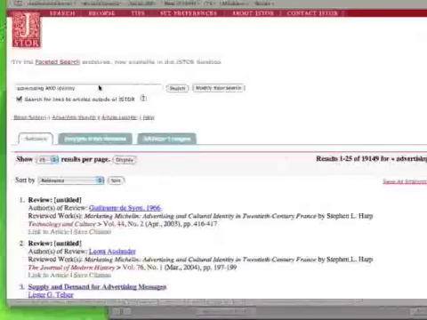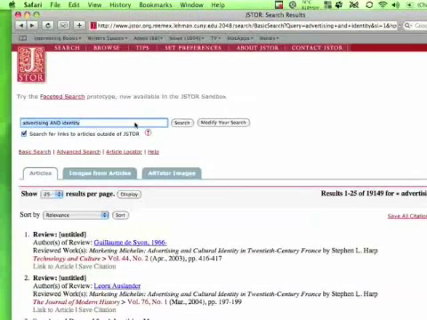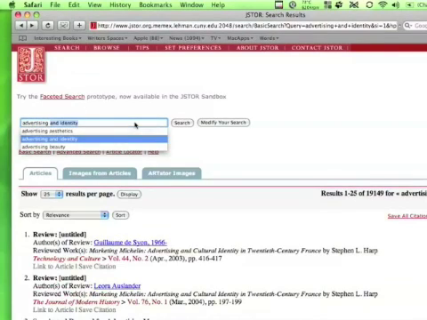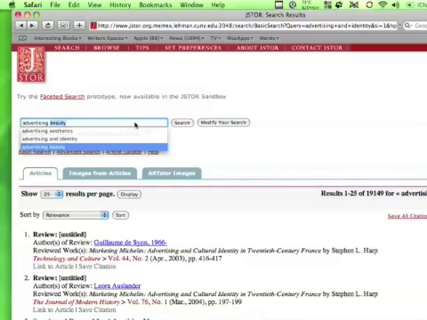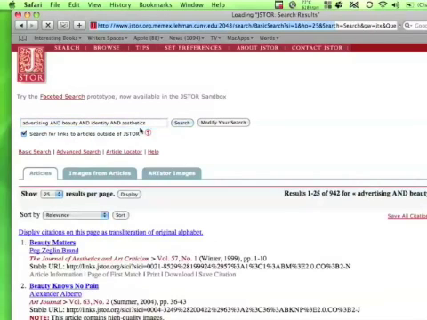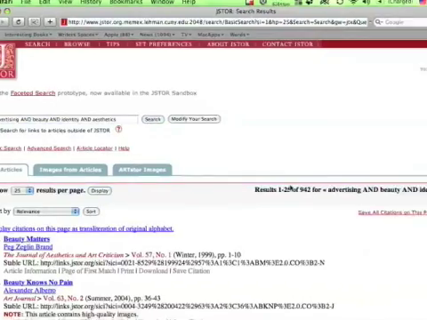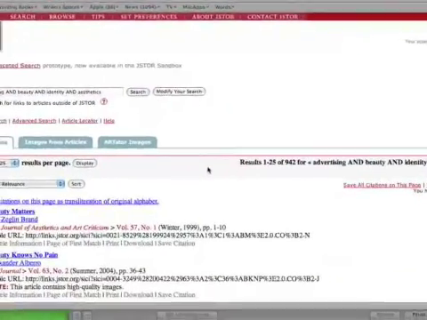So let's go back up. Perhaps advertising isn't what we want. Advertising identity isn't what we want, but say advertising, and we'll just throw a bunch of things in here. Advertising and beauty and identity and aesthetics. So we only get 942 articles this time, which is possibly a little bit closer.